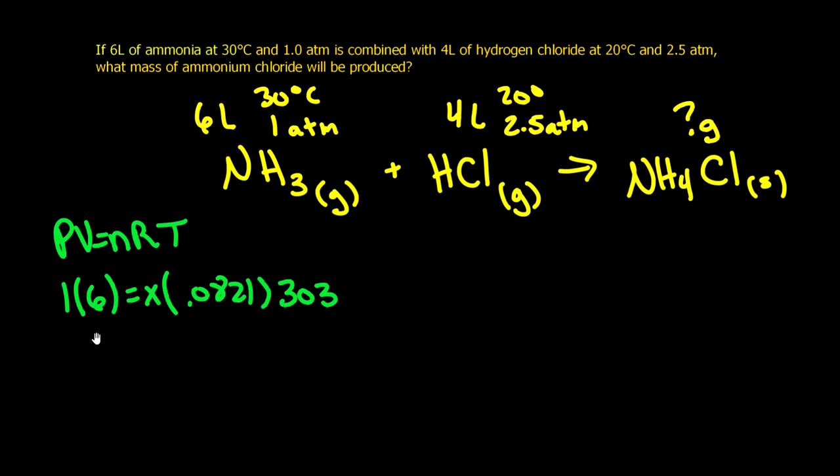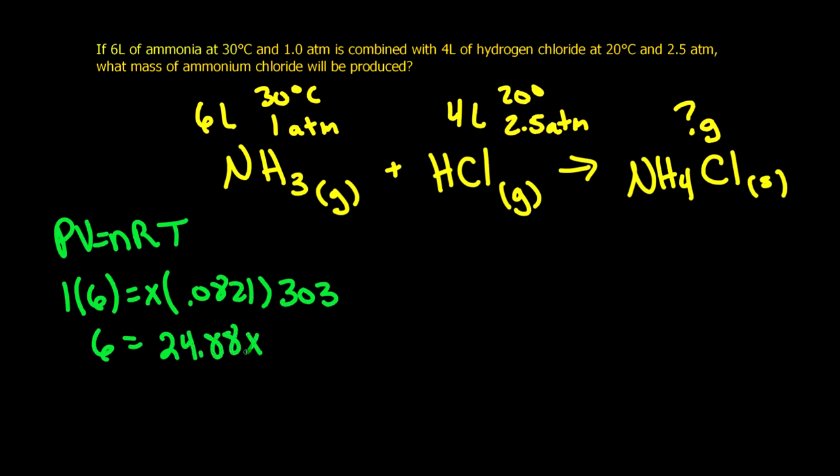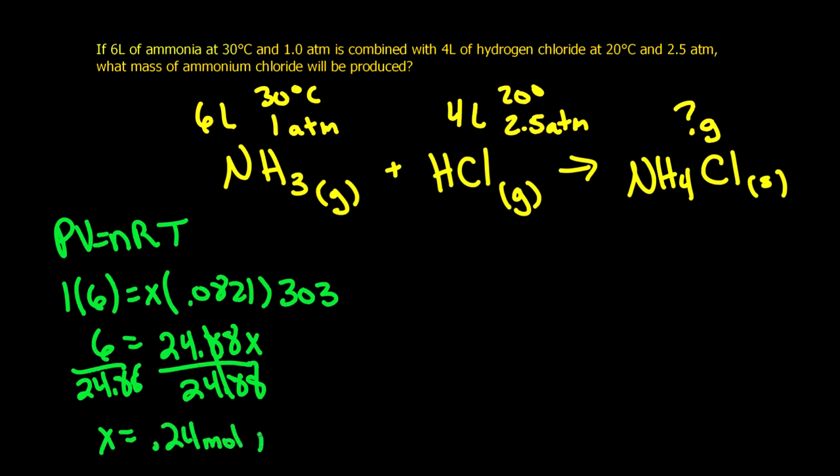1 times 6 is 6. 303 times 0.0821 is 24.88. So 6 equals 24.88 times x. I divide by 24.88, that cancels. X is 6 divided by 24.88. I get 0.24. 0.24 moles of ammonia. There's our first one.